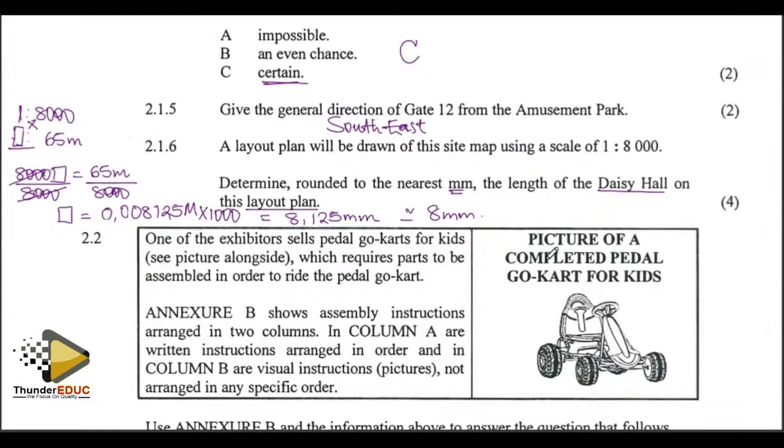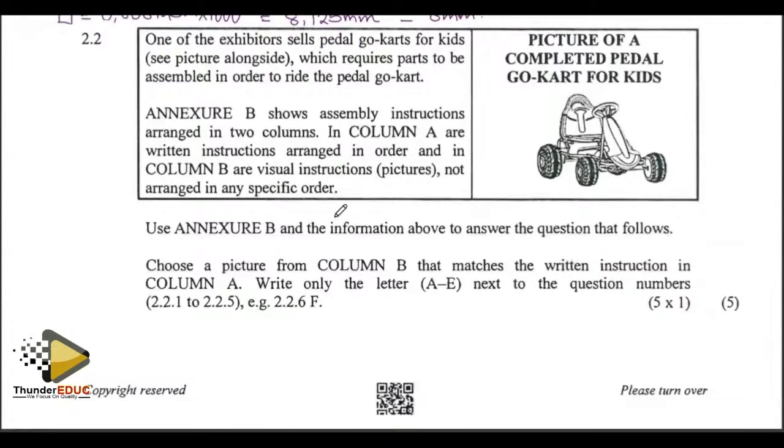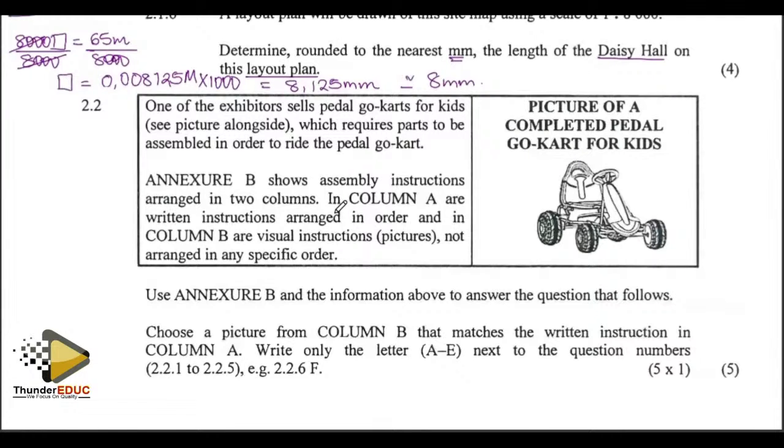Okay. Question number 2.2. One of the exhibitors sells pedal go-karts for kids. The picture alongside shows the parts to be assembled in order to ride the pedal cart. An extra B shows the assembly instructions aligned in 2 columns. Column A are written instructions in order, and in column B are visual instructions, pictures, not arranged in any specific order. Use an extra B and the information above to answer the questions that follow.